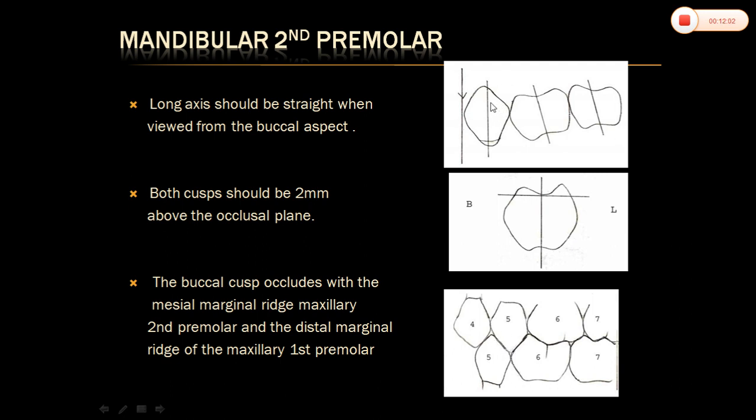When you are arranging, this is how it is about 2 mm over the occlusal plane. You can see the molars, how the inclination is present, and you can see the intercuspation, how the buccal cusp occludes with the mesial marginal ridge of the maxillary second premolar and the distal marginal ridge of the maxillary first premolar.